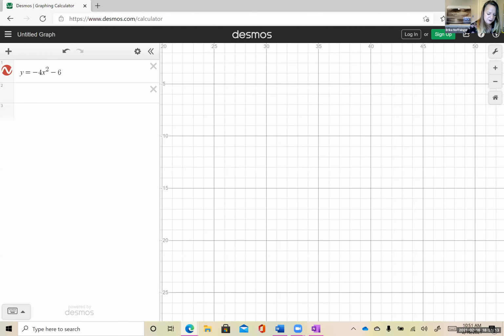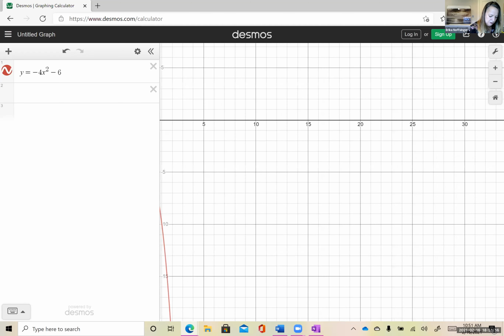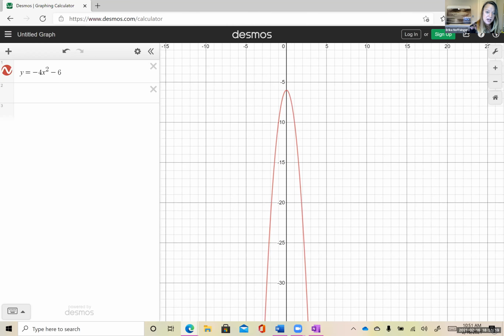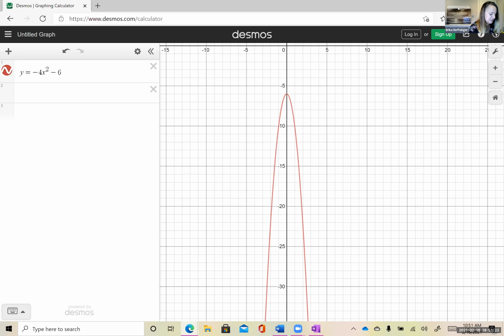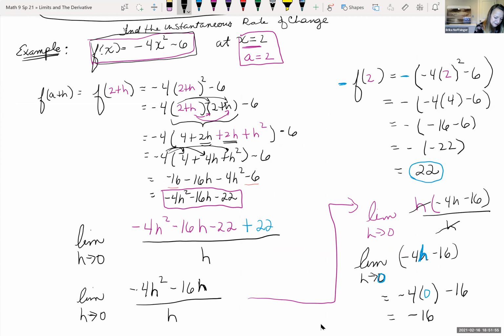Okay, so I just graphed our function. And we were looking at the instantaneous rate of change when x is 2. So if you come on here and let's look at when x is 2. So it's about here, right? Notice that your parabola is facing downwards. This is decreasing here. And it's telling us that it's decreasing at 2 at a rate of, what did we just find? Negative 16.